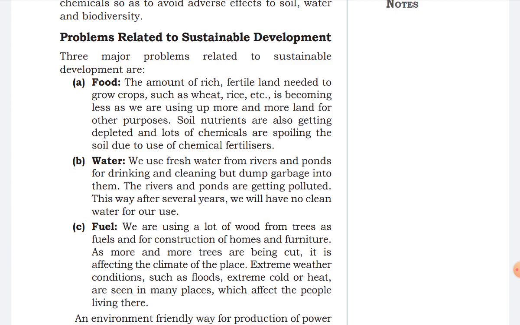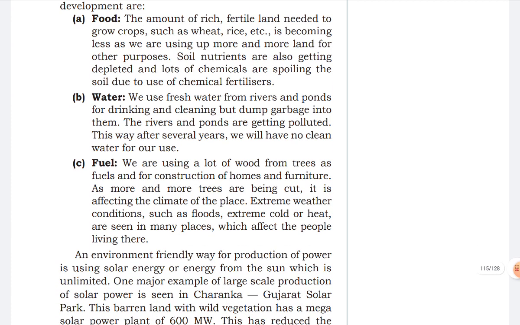If we use fresh water from rivers and ponds for drinking and cleaning but dump garbage into them, the rivers and ponds are getting polluted. This way, after several years, we will have no clean water for our use. So, water is also a problem which is related to sustainable development and which we have to look into. The third is fuel.